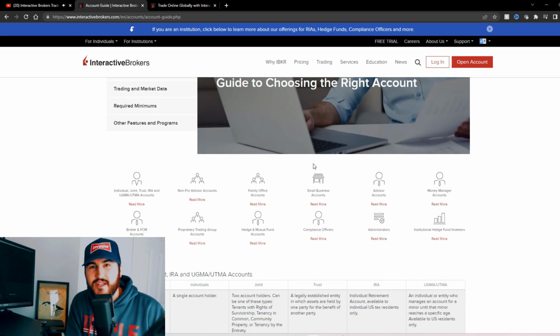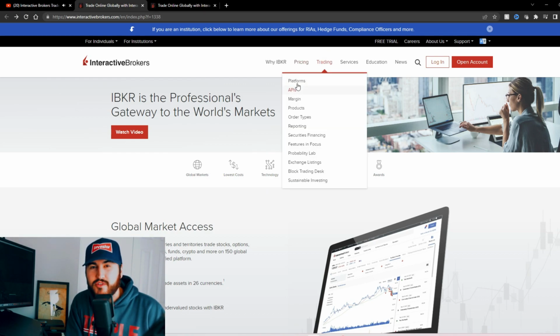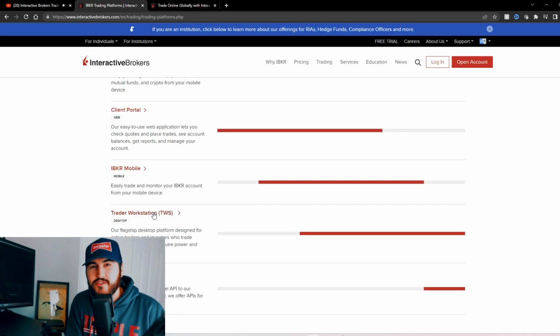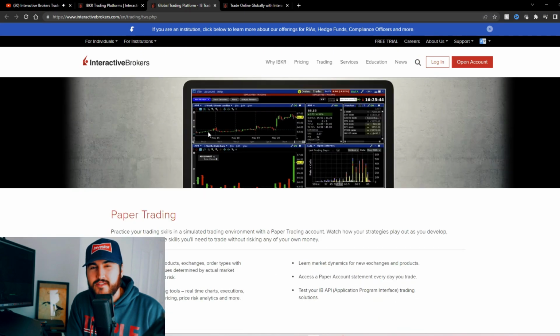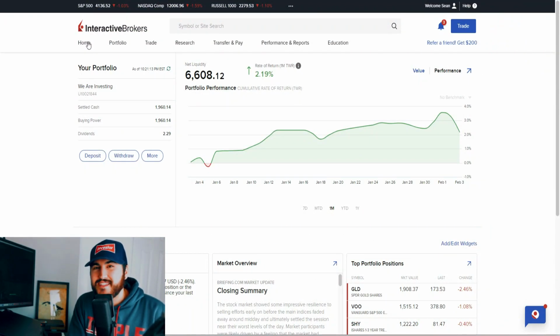After you have an account set up, you can then log into Client Portal just by going through interactivebrokers.com. If you want to download Trader Workstation, click on that product, scroll all the way down on this page, and then you can download Trader Workstation. Once you have your account set up, you can use either one of those two. What we're going to start off with is Client Portal, and this is your home screen.